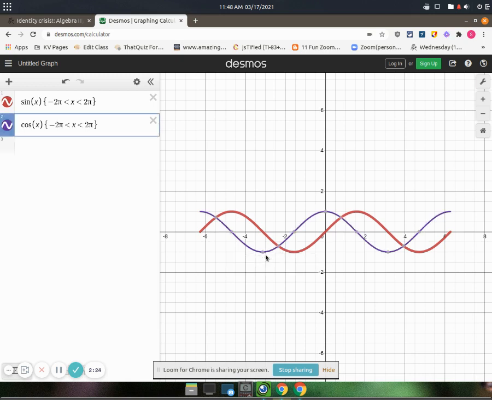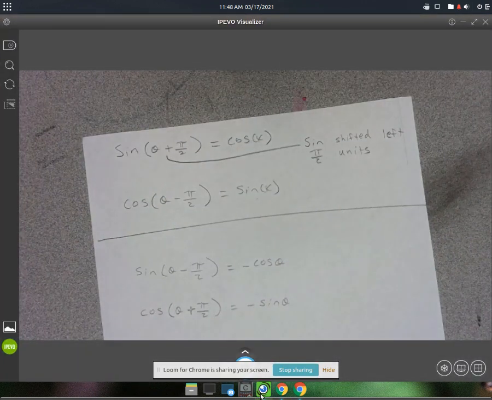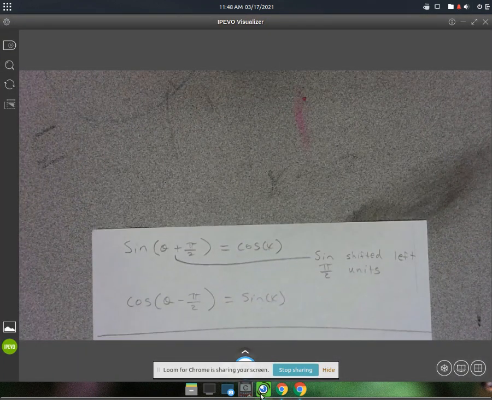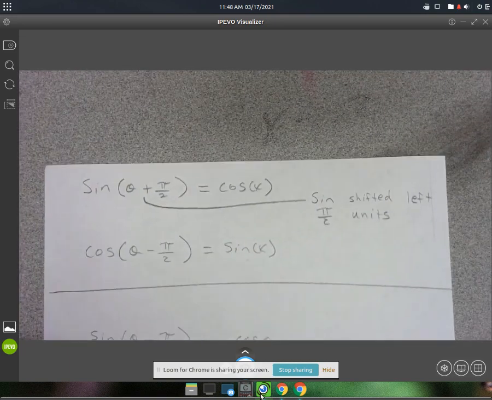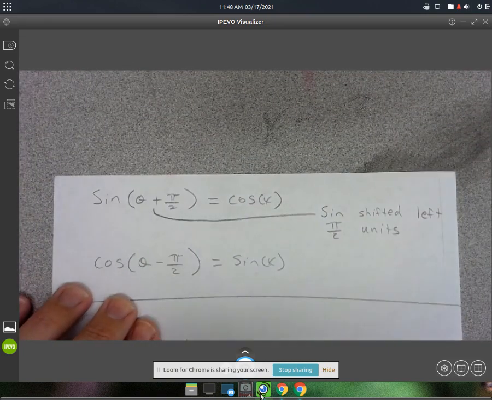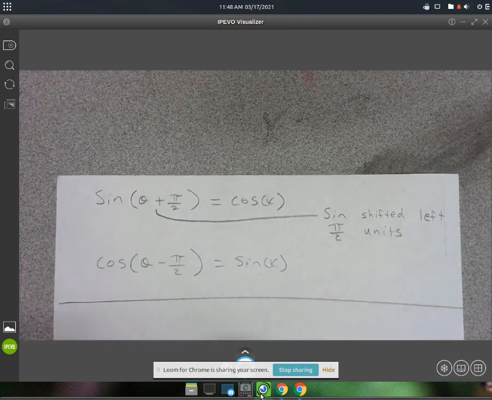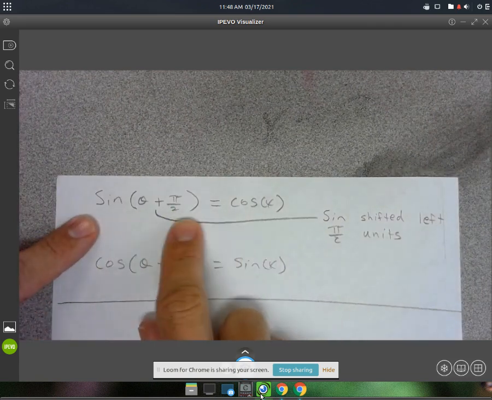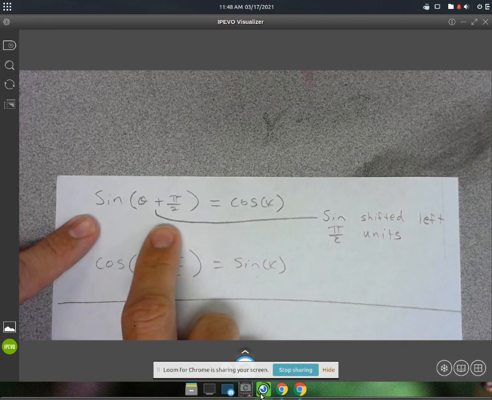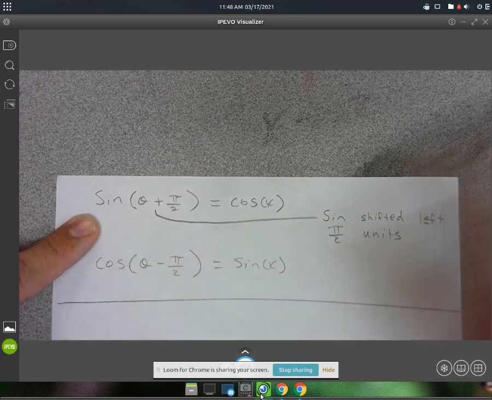Let's look at some of these. I'm going to look at these identities here. These were two of my identities. These are actually the main ones. This is literally just a translation of sine and cosine. So in words, what this identity means is that if you take the sine function and take it to the left pi over 2 units, you're going to land on cosine.